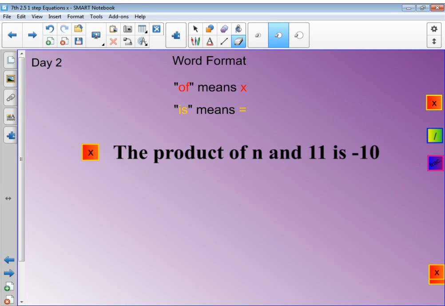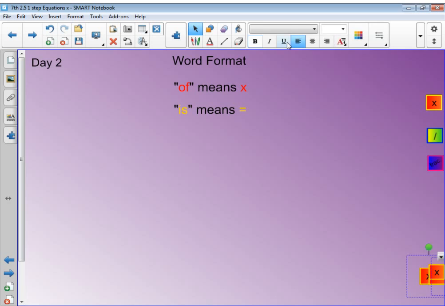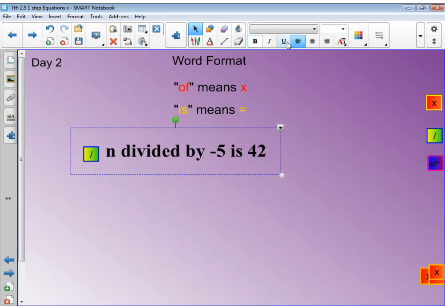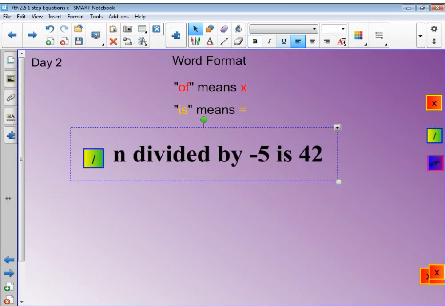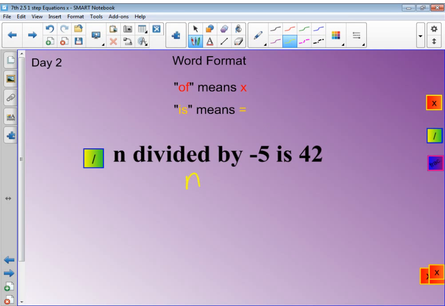Okay, so now we're going to work with some where there's division involved. N divided by negative 5 is 42. And I know sometimes kids want to write it out like this: n divided by negative 5 equals 42. You guys are used to seeing it in this format though, with the number over the letter or the letter over the number, depending on the order of the division.